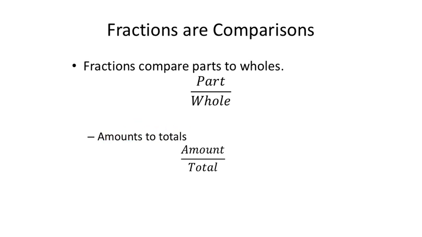So amounts to totals can be a comparison as well. If you have some kind of amount, but you want to compare that to a total, you can do it this way as well. But the numerator is always a part or an amount of something bigger, usually, which is the whole or the total. Now, whole here means that it includes all of whatever it is that you're comparing.